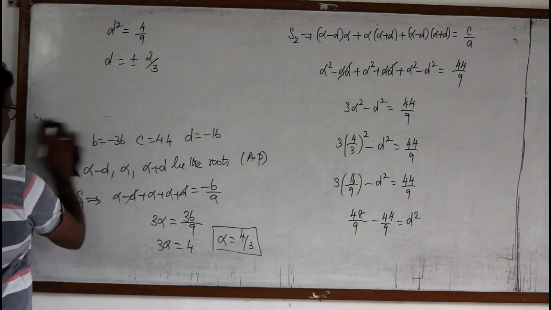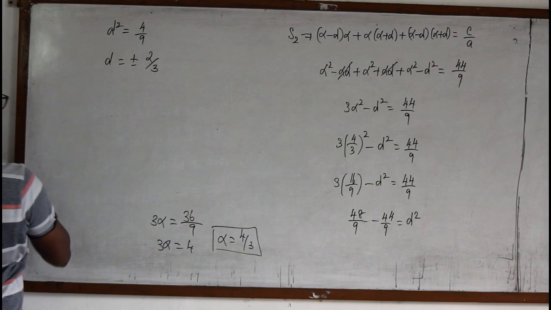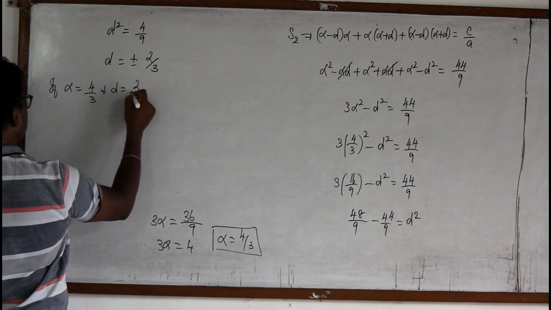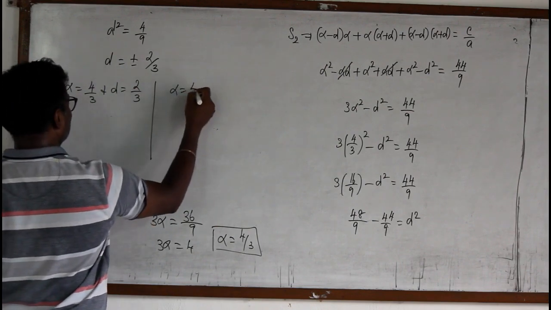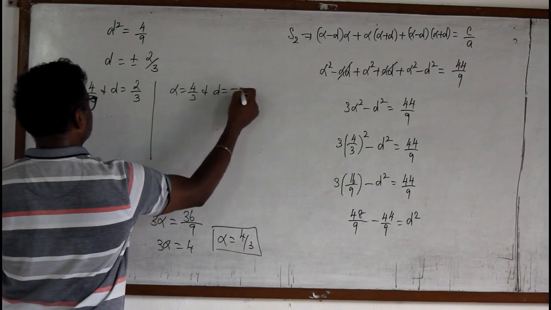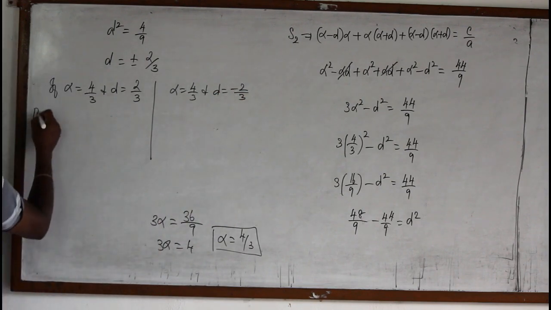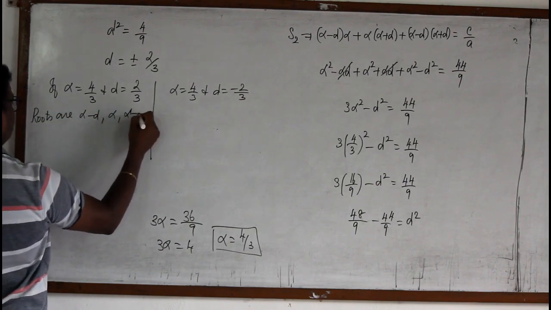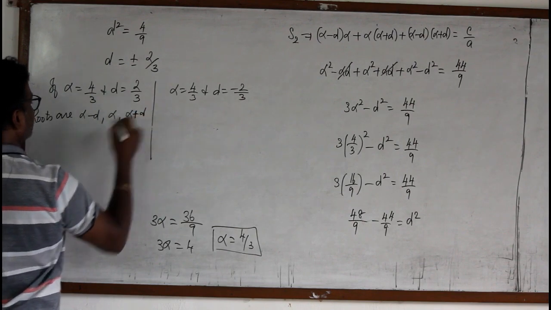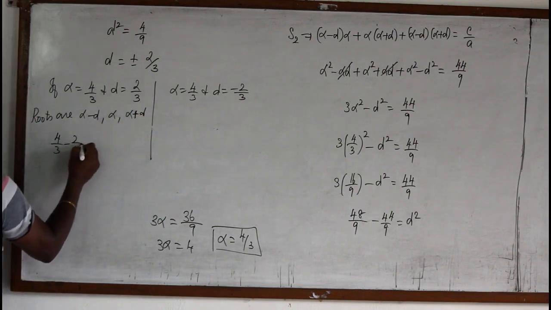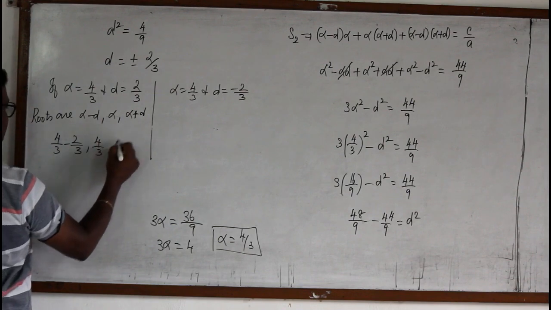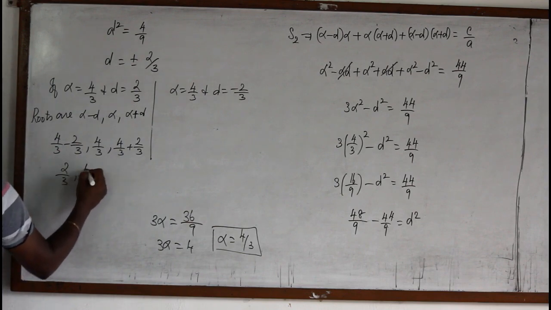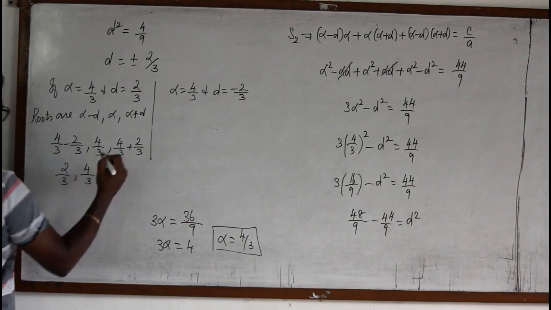I got alpha and d, so we can find the roots. If alpha is 4 by 3 and d is plus 2 by 3, or alpha is 4 by 3 and d is minus 2 by 3. Roots are alpha minus d, alpha, alpha plus d. It is 4 by 3 minus 2 by 3, 4 by 3, 4 by 3 plus 2 by 3. We shall keep it as 6 by 3 itself.